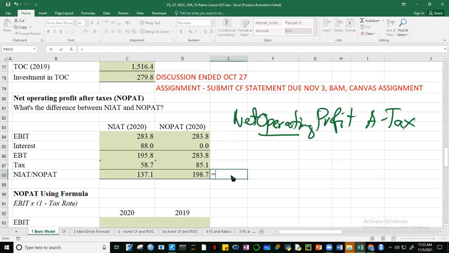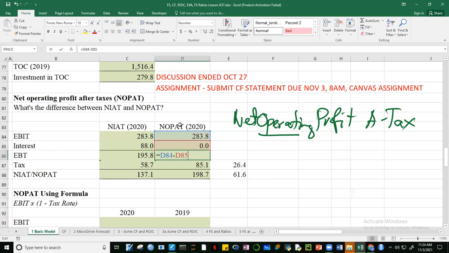Let's see the difference. By how much is your NOPAT greater than your net income after tax? As we can see here, your net operating profit after tax is greater than your net income after tax by 61.6. However, guys, in terms of tax, we notice that the tax for NOPAT is higher than the tax for net income after tax. Okay, that's, of course, obvious because the earnings before tax for NOPAT is higher because we did not subtract interest from that.